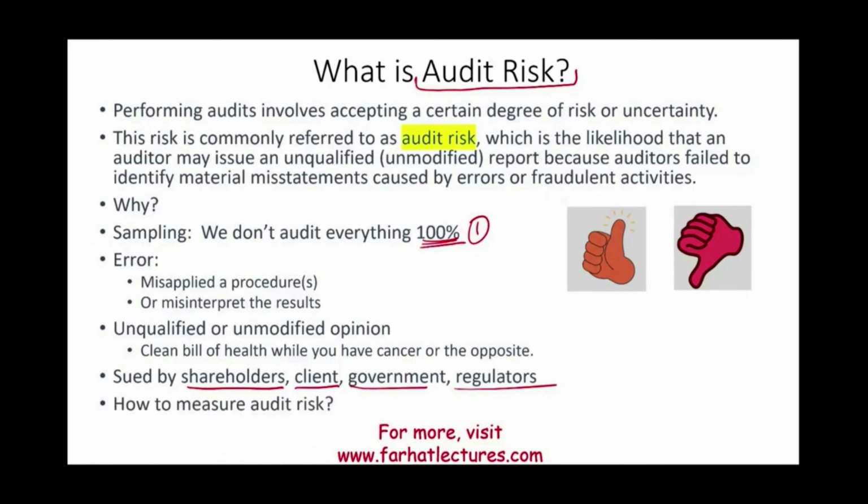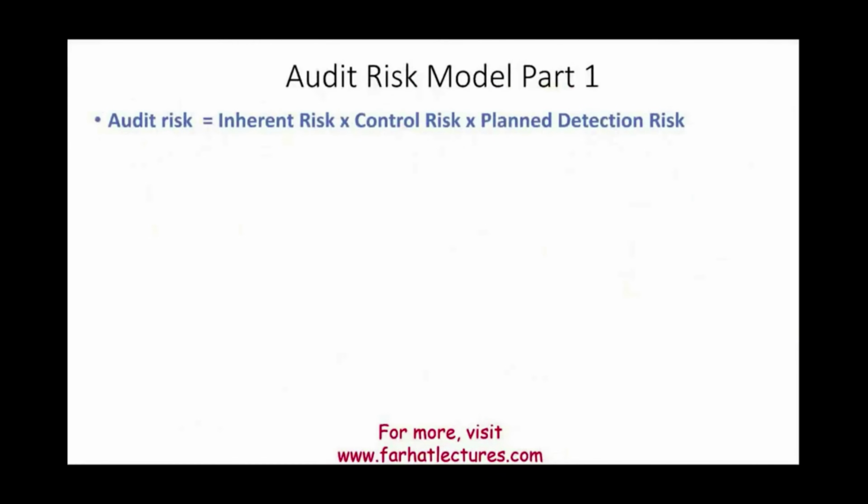Now, the audit risk model will help us measure this audit risk, because we have to measure it. How much risk are we going to be taking? And this is what we're going to be discussing next. Let's discuss the audit risk model. The audit risk model is audit risk equals inherent risk times control risk times detection risk. Every time you have a formula, it's very important to break the formula into its separate components, understand each component separately, then study how these components relate to each other. What's the relationship between each other?